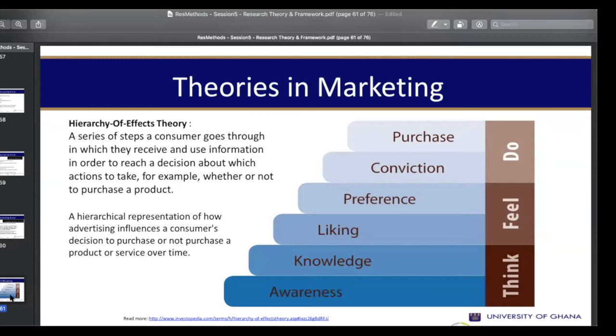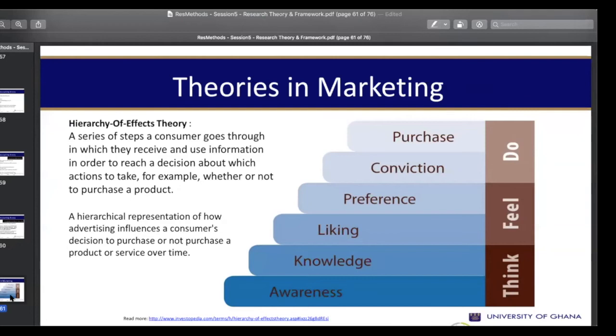So if you do advertisement to just think and feel and don't point to a place where people can buy, it is bad. This is one of the reasons why, those of you who watch these Ghanaian adverts, they end up saying that those who want to buy in bulk should come here. Those adverts, what they do is that they are emphasizing the do part. Some adverts are just about thinking and feeling, they don't do the do part.